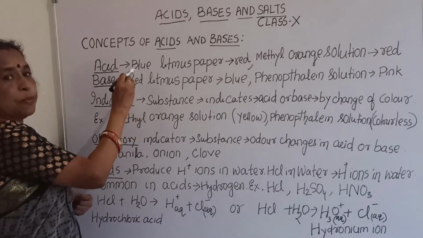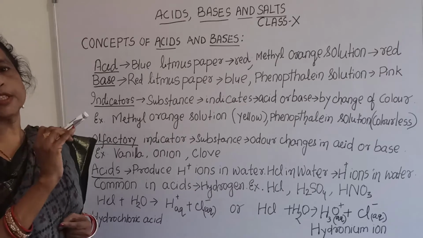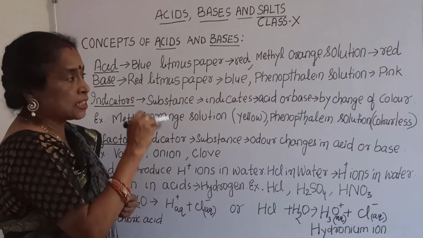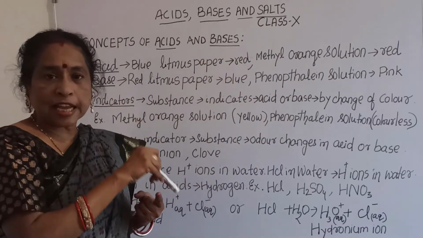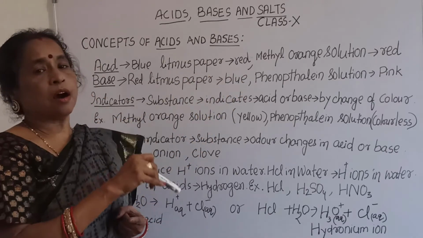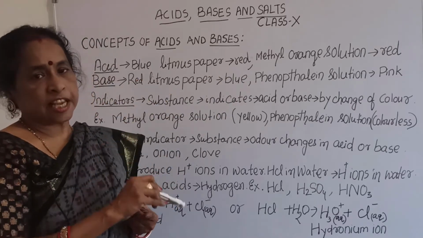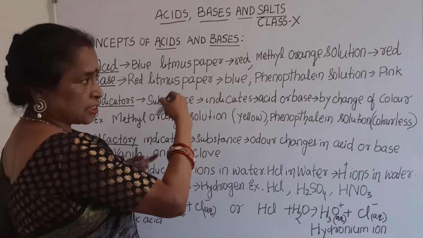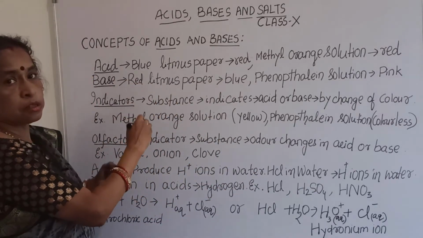Again see, when blue litmus paper is added to acid in a test tube, the blue litmus paper turns red. Similarly, when you take acid in a test tube and add methyl orange solution, then the color of the acid solution changes to red. That means acid turns methyl orange red and blue litmus paper turns red.